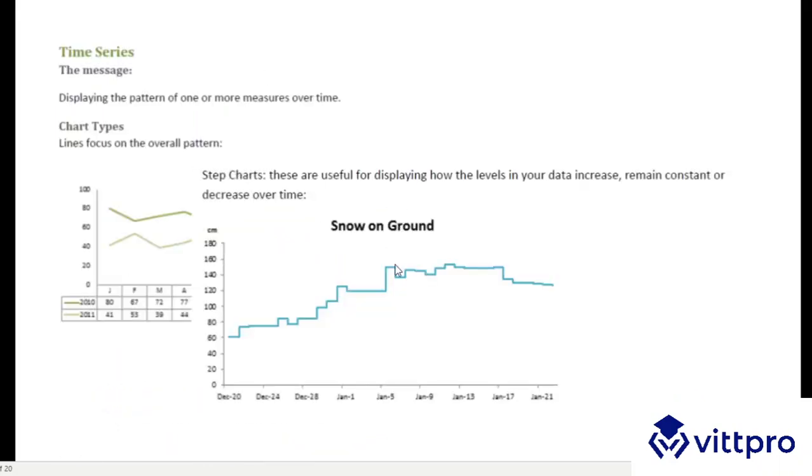For the step chart, can't we use the waterfall chart also? It's similar to that, right? The waterfall chart is used for showing the variances only.